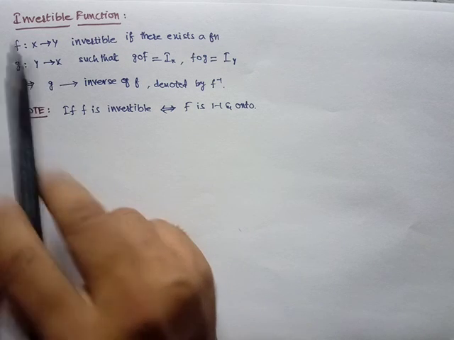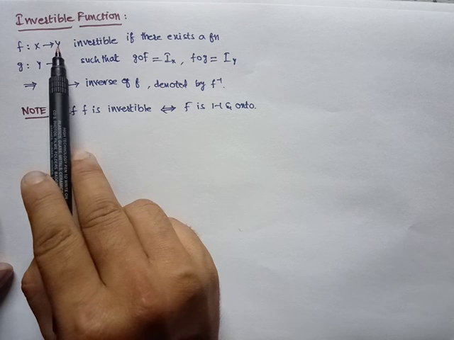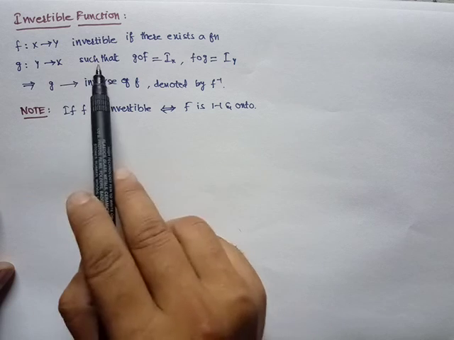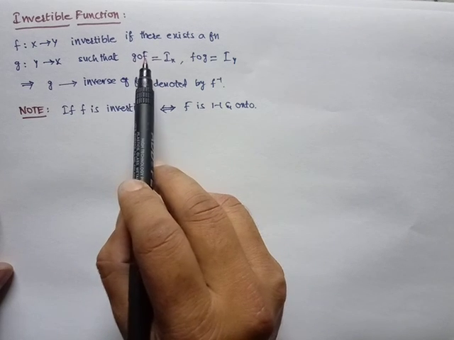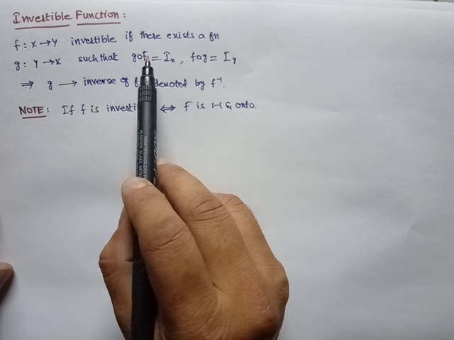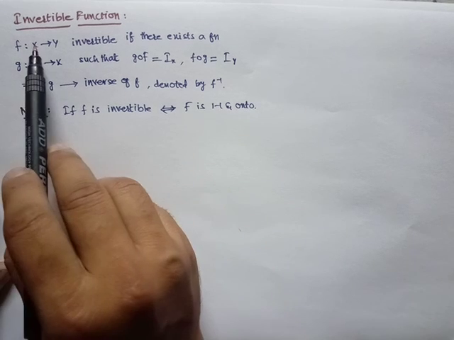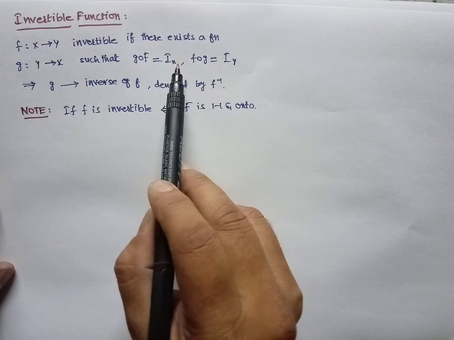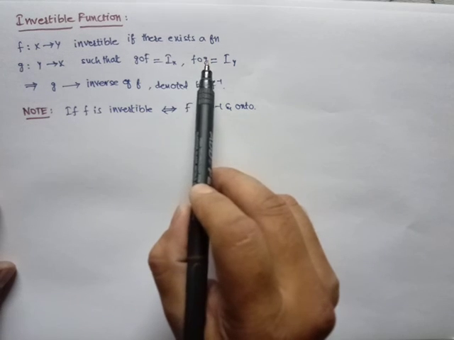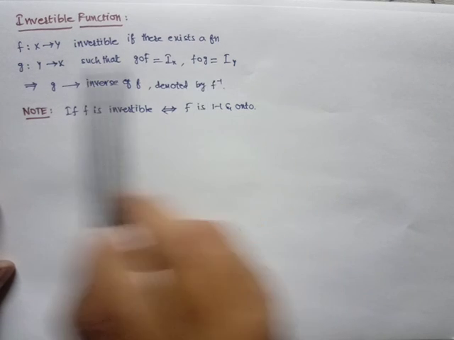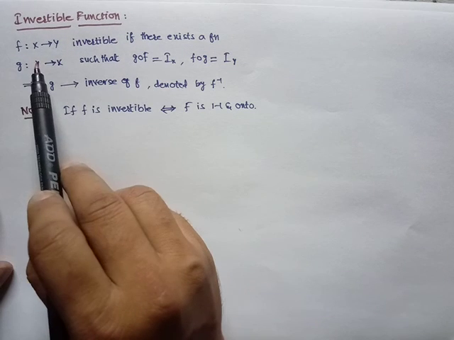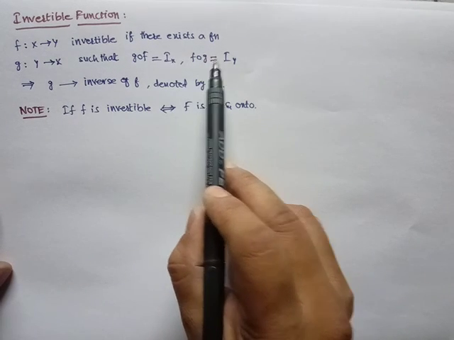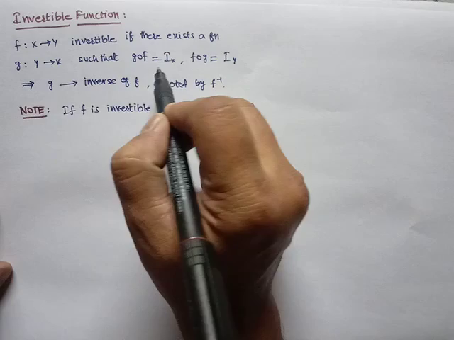from y to x. f is from x to y, there should exist g from y to x such that g circle f, where x takes values from set x, is identity over x, and f circle g, where y values are taken from set y, is equal to iy. So these two are very much important.